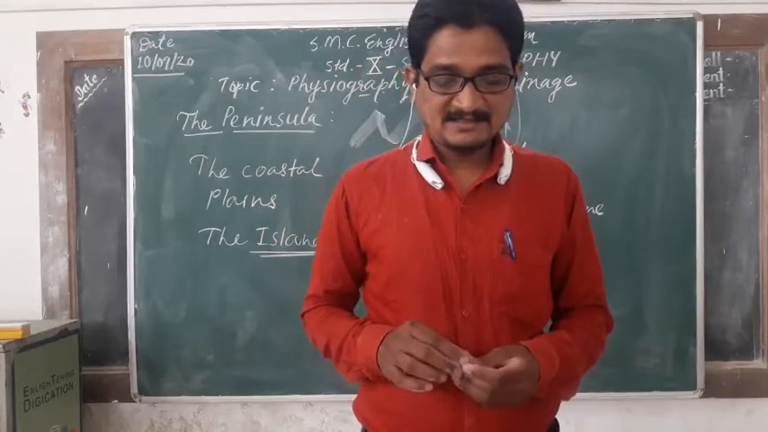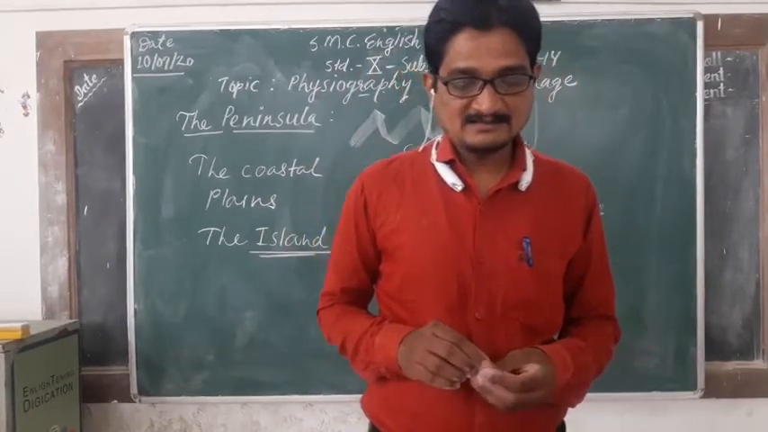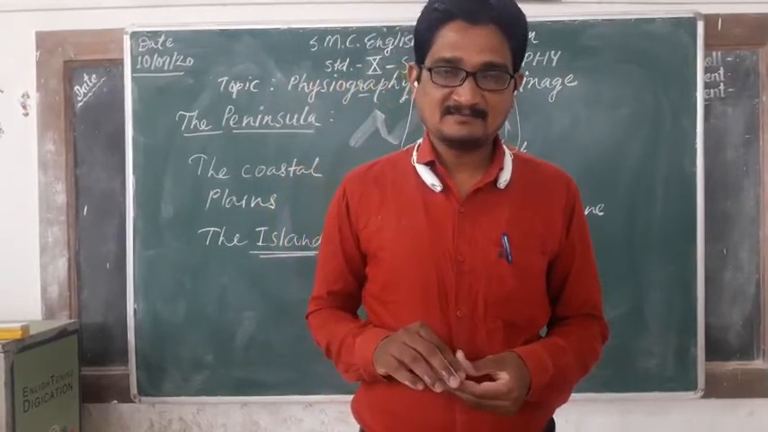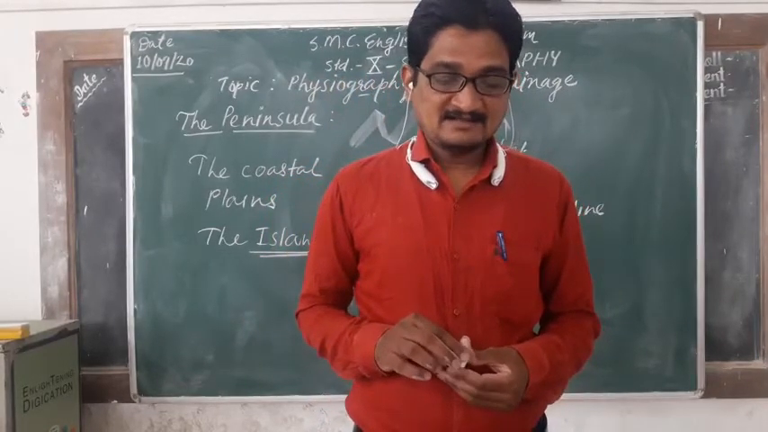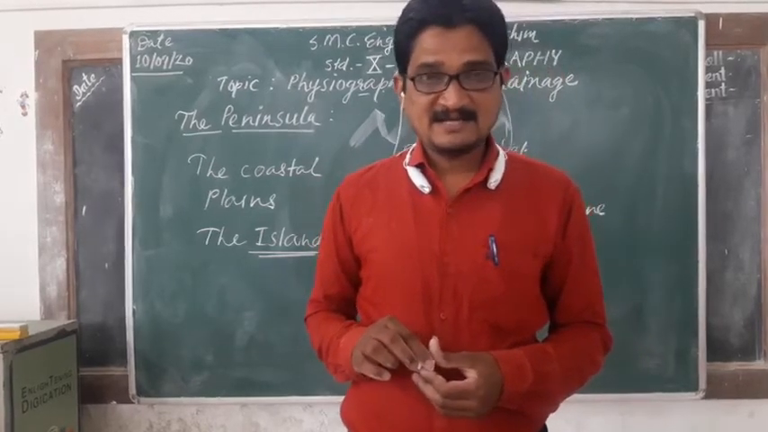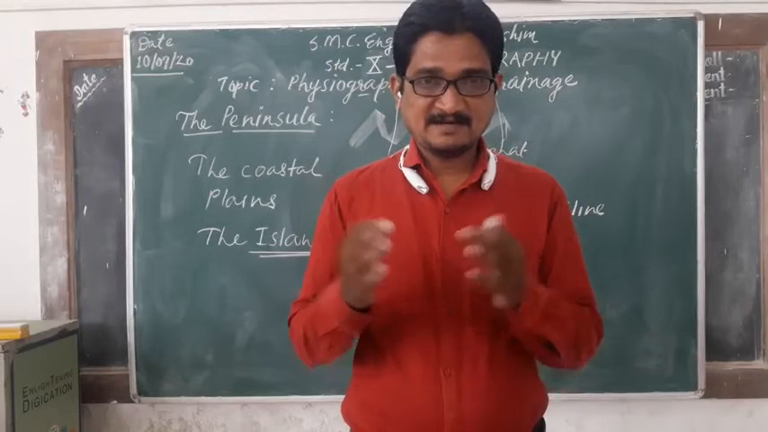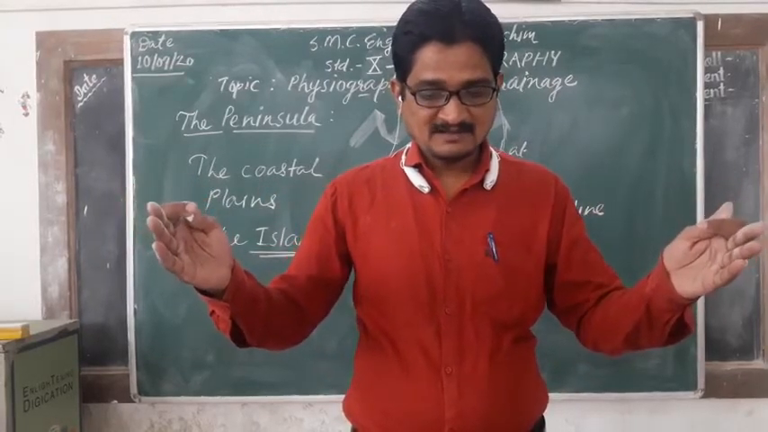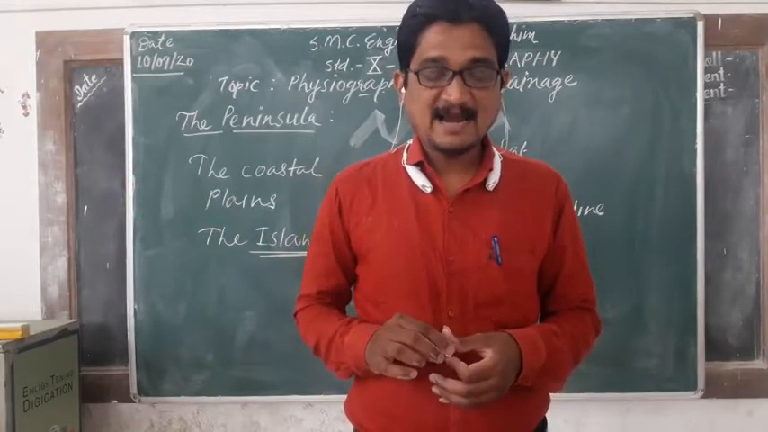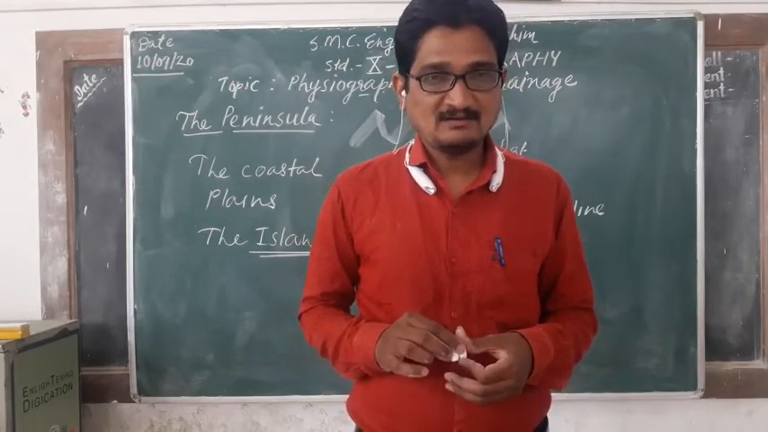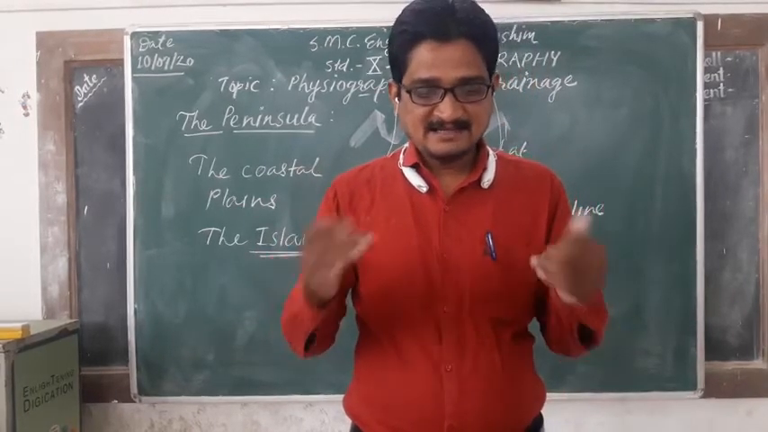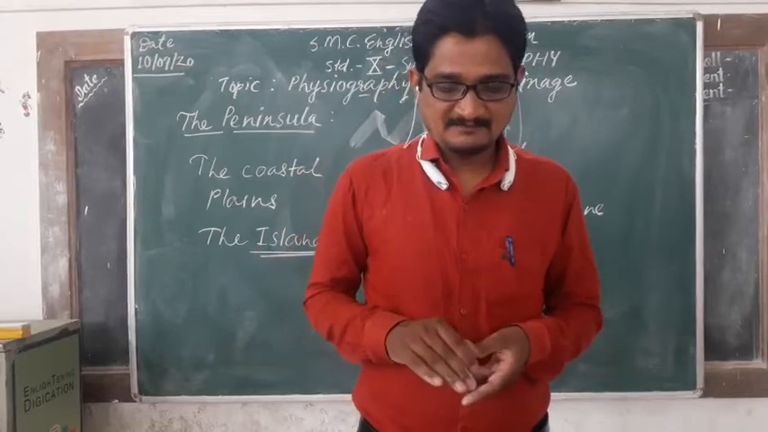Most of the islands in Lakshadweep are atoll islands, and they are small in extent and not very high. Their spread is not too much, and they are not very high also. That's why they are called atoll islands.